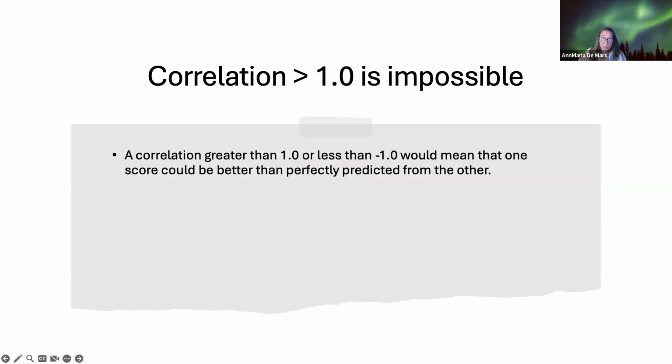If you see anybody that has, and I have seen this in publications before, that say they have a correlation of greater than 1, that is impossible. A correlation of greater than 1 is an error, because greater than 1 or less than -1 would mean that one score could be better than perfectly predicted from the other, which doesn't make any sense.